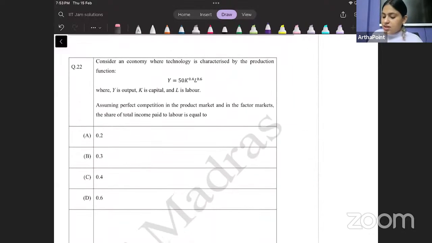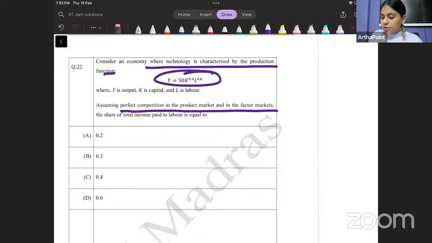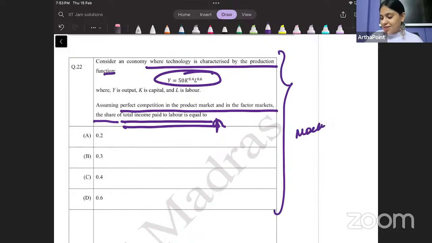Okay. Consider an economy where the relationship is characterized by this production function. Assuming perfect competition in the product market and factor market, the total share of income paid to labor is. Again, we have done this. This is again a part of the mock paper. We have taken this in detail, as to when there is perfect competition in the product market and factor market, कैसे equilibrium labor market का decide किया जाता है. So you can go ahead and you can just do this, huh?